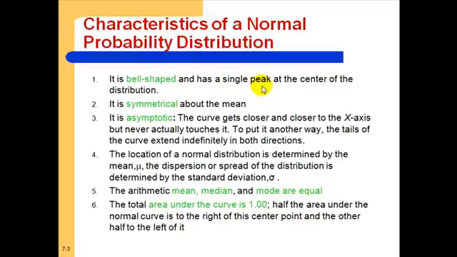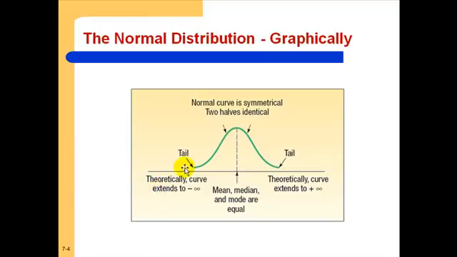So what does this normal probability distribution look like? Let's check this graph. Okay, this is a normal probability distribution. It's symmetrical. It has two identical halves, centered at the mean, and the mean, median, and mode are equal. And the two tails get closer and closer to the x-axis, but never touch it. So theoretically, the curve extends to infinity.